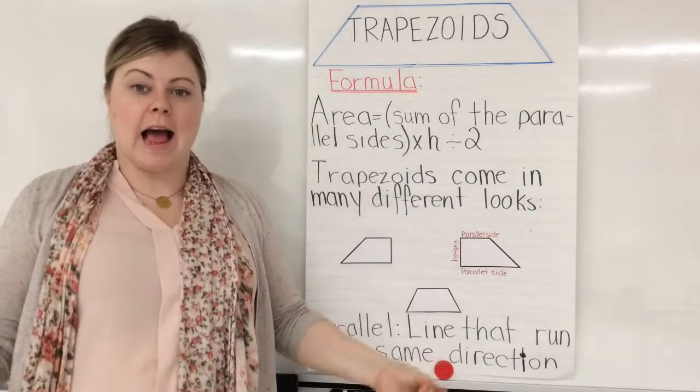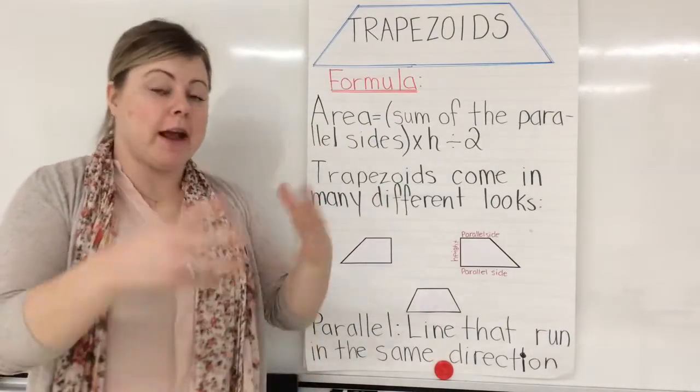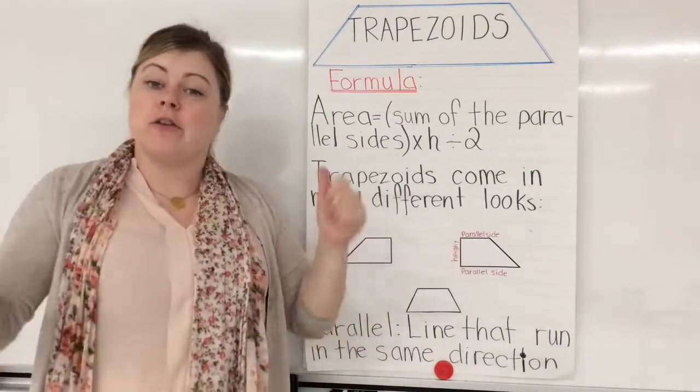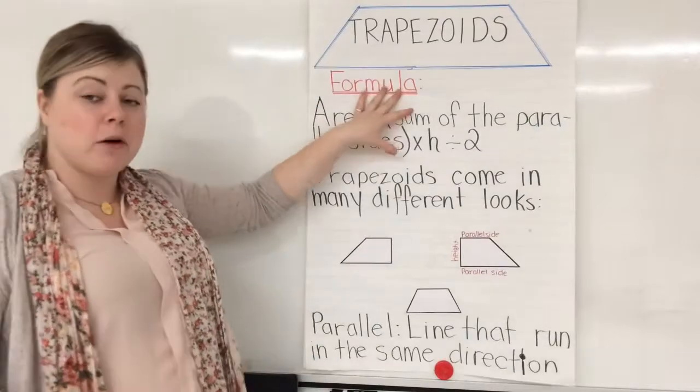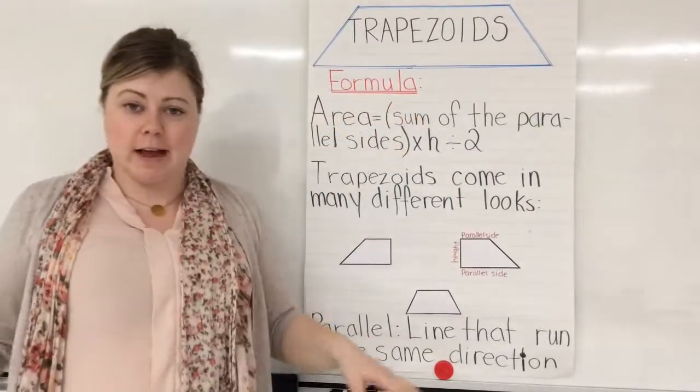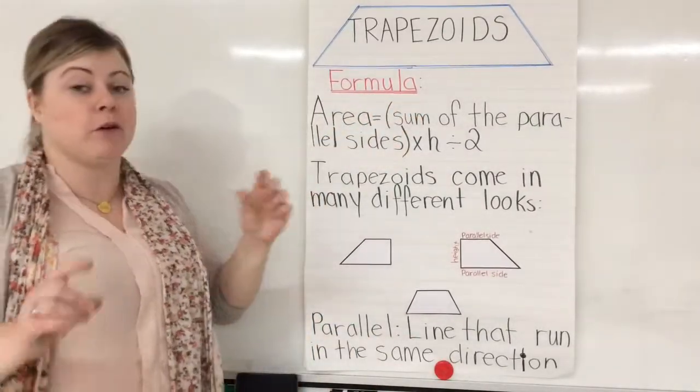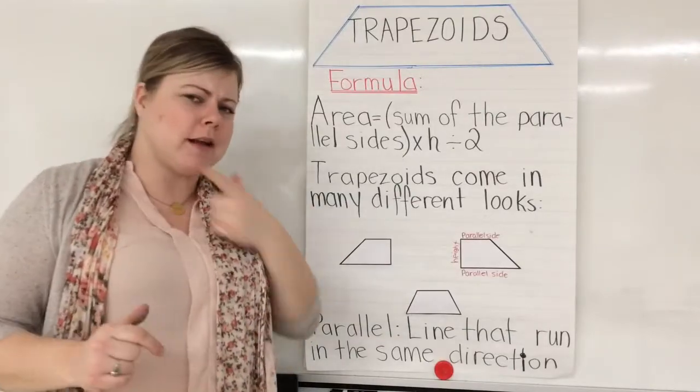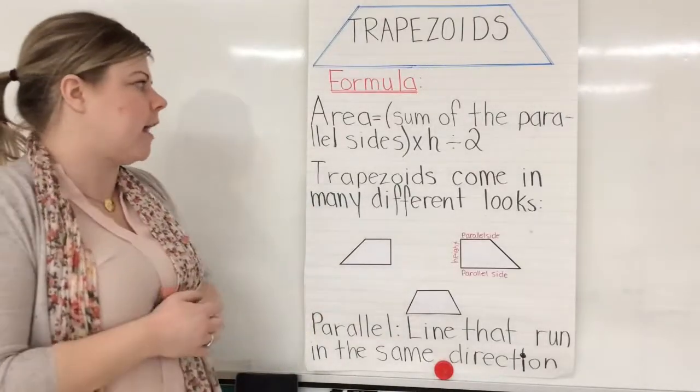You've made it to the last lesson in your construction unit of area and perimeter. Congratulations, just a couple more minutes to go and one more shape to tackle that we haven't tackled yet, and that is a trapezoid, or trapezoids, because trapezoids actually come in different shapes and sizes.